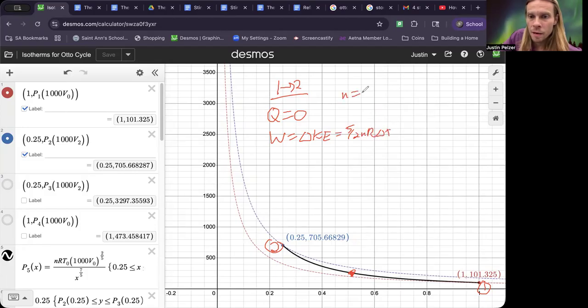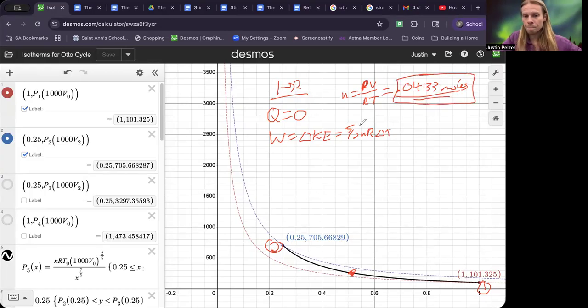We can solve for N using the ideal gas law, and we get 0.04133 moles, right? That number will be constant for this entire time. We will need it for every single step we're going to do. So we plug that in there.